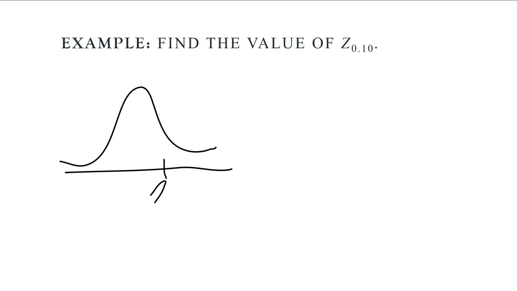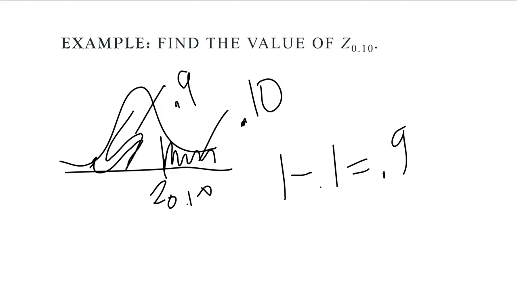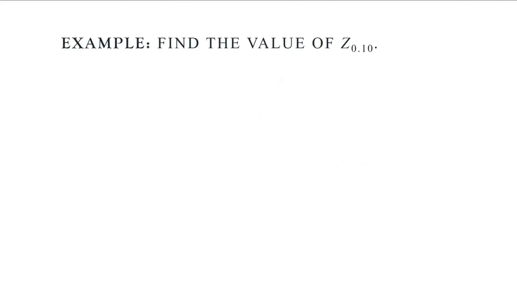For example, find the value of z of 0.10. If we had a standard normal curve, z 0.10 would mean that the area to the right of this value is 0.10. So the area to the left is going to be 1 minus 0.1, which is equal to 0.9. So we want to look in the chart to find where the area is 0.9, or as close to 0.9 as we can get.